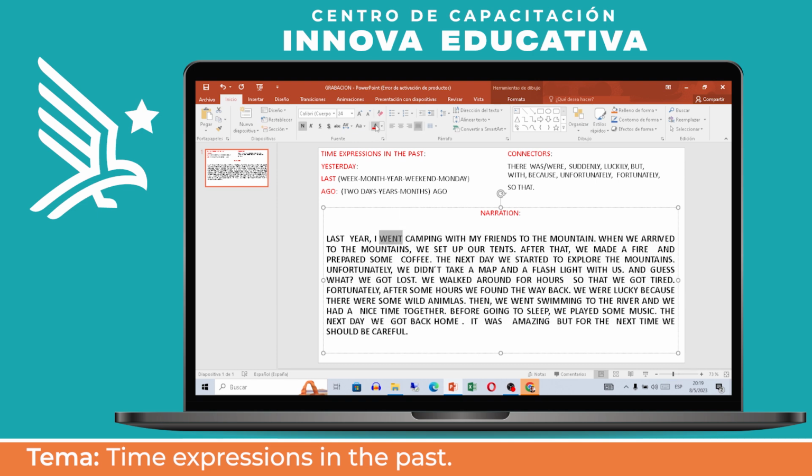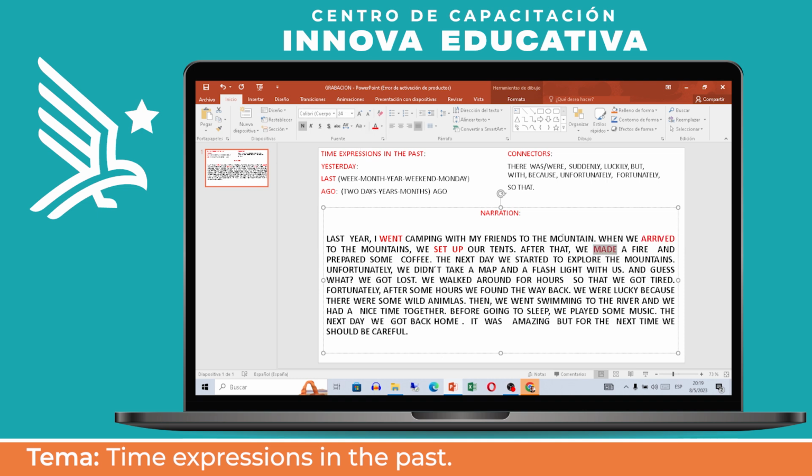I'm putting in red the verbs in simple past. For example, last year, I went camping with my friends to the mountains. Went, el pasado simple de go. Arrived, el pasado simple de arrive, llegar. Set up means pusimos o arreglamos nuestras carpas. And after that we made.